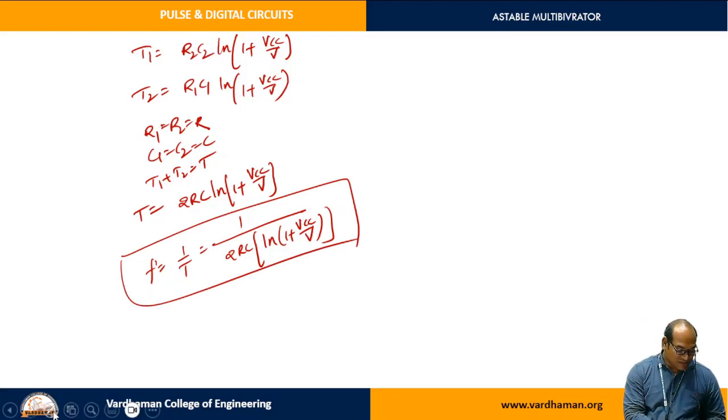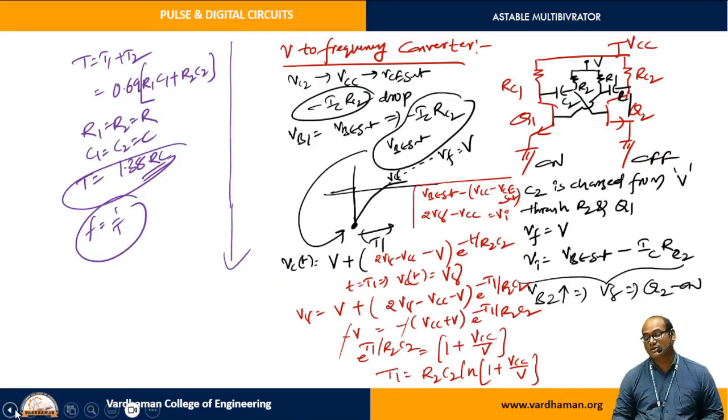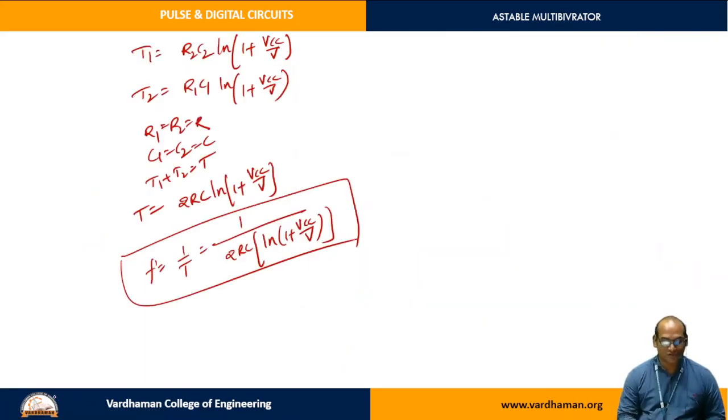So what is the advantage of doing this compared to the previous original circuit? Here, what is the main change we have made? Instead of connecting R1 C1 to VCC directly, we have connected to the new supply capital V. Because of this same derivation, the frequency you are getting is in terms of capital V, and VCC is anyway the supply. So based upon the capital V, the frequency is decided.